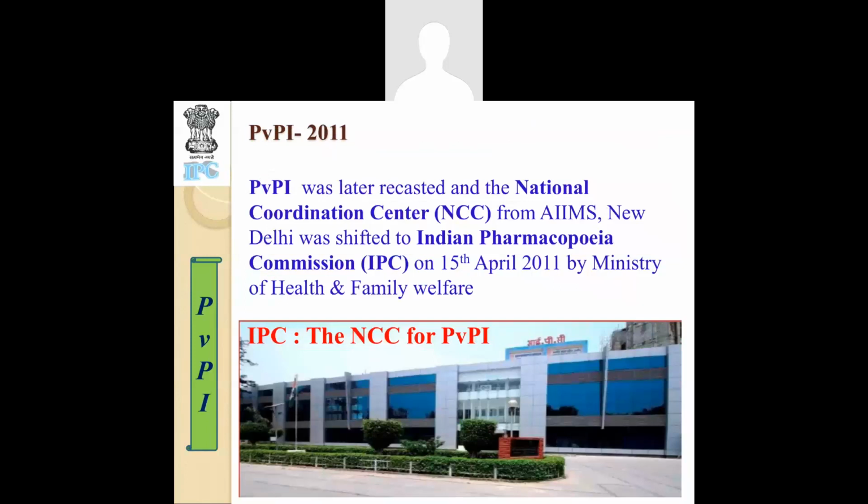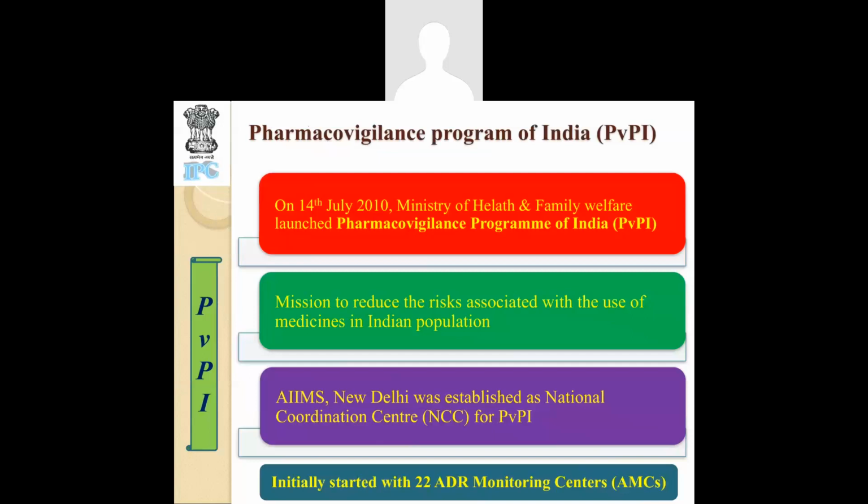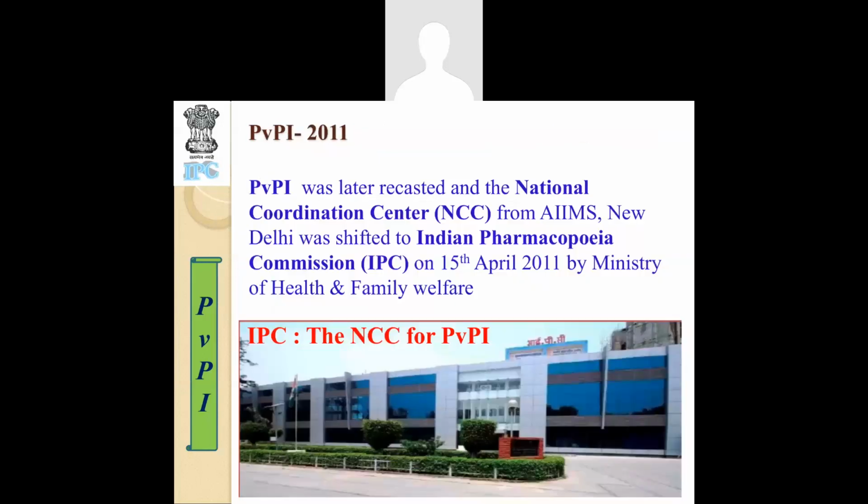Sorry for the interruption. So as AIIMS New Delhi was the National Coordination Center in 2010, it was not up to the mark, it was not effective in running the program effectively. Then this National Coordination Center was shifted to Indian Pharmacopoeia Commission, IPC, which is situated at Ghaziabad. From AIIMS New Delhi to Indian Pharmacopoeia Commission, this PVPI program has been shifted in 2011 on 15th April.